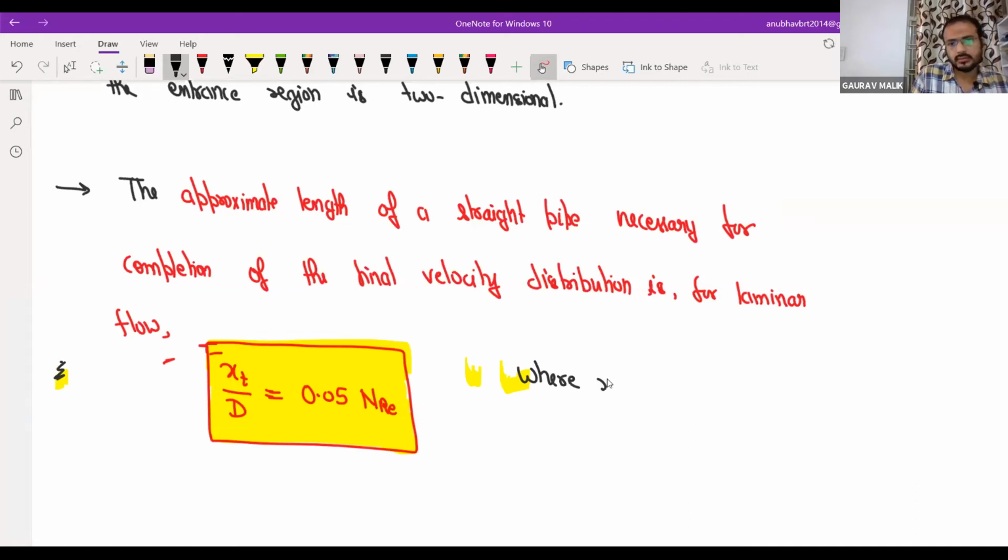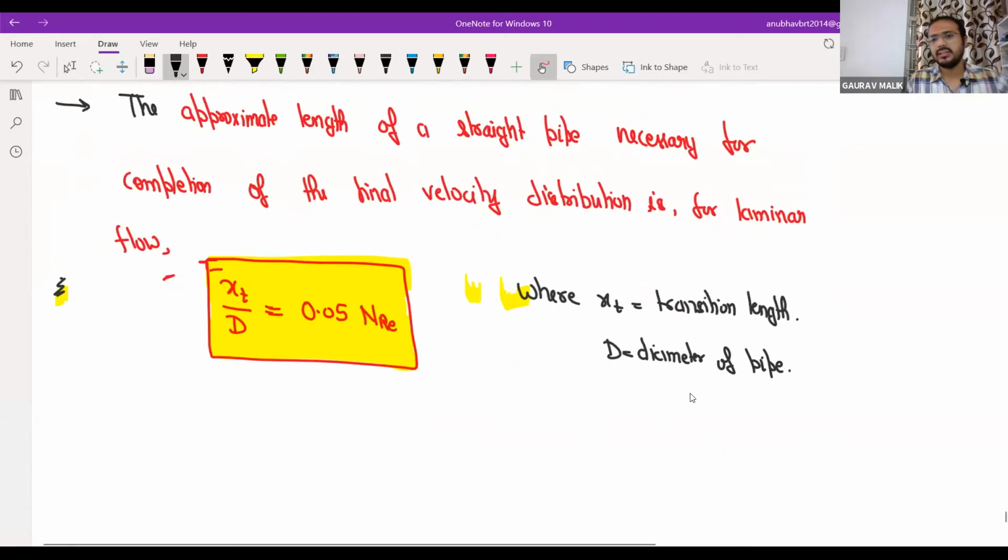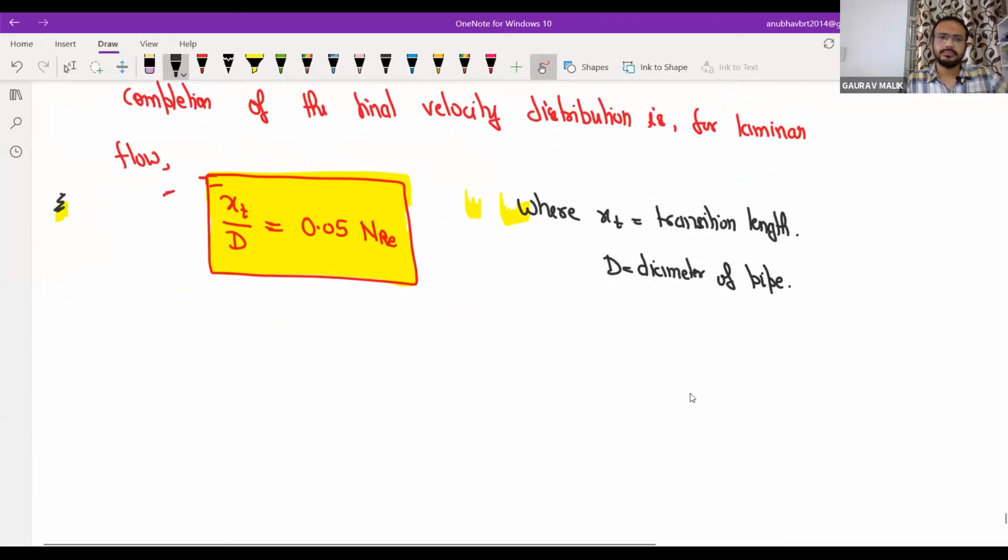Where Xt is the transition length and D is the diameter of the pipe. Just remember this formula is applicable only and only for laminar flow, not turbulent.